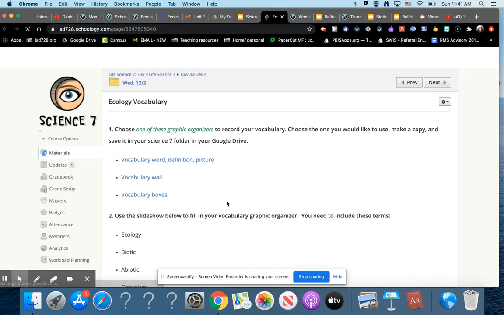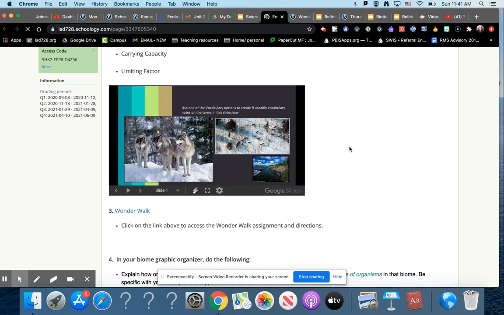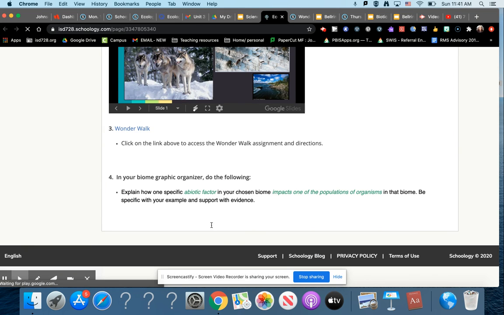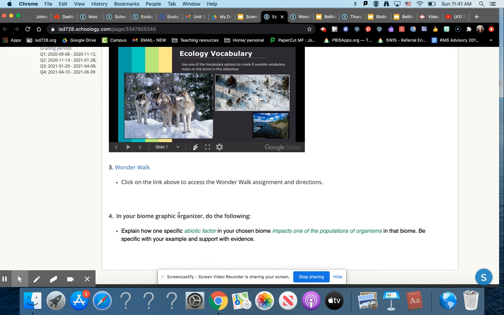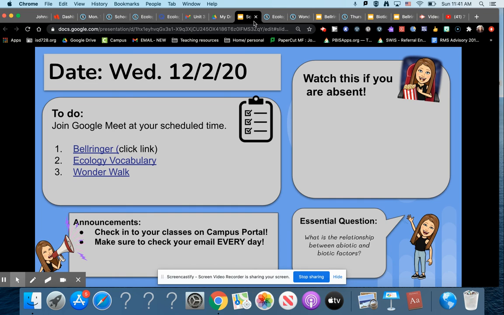in the ecology vocabulary, it also is on here. This is the exact same question that's in that assignment. So after you type it into that assignment, you can copy and paste it into your biome graphic organizer. You'll have to do a little bit of research. Remember, those links on the bottom of the biome graphic organizer can help you with that. So that is what you're doing today.